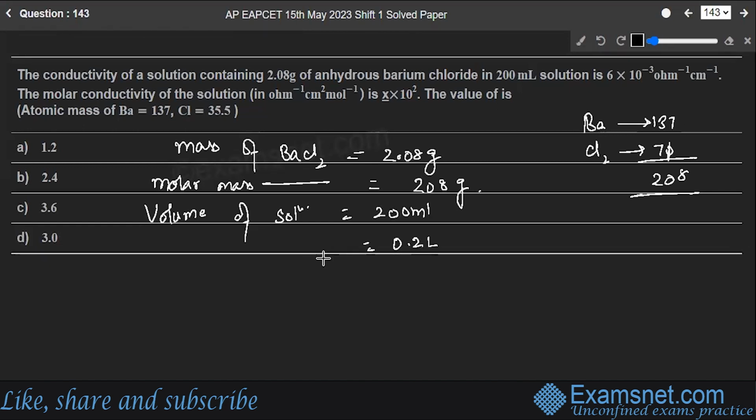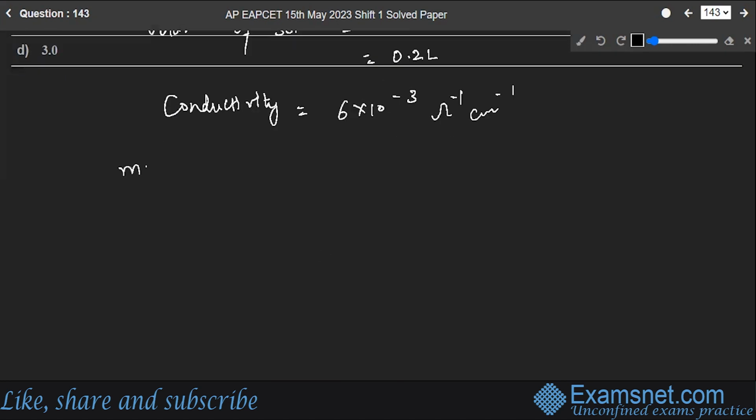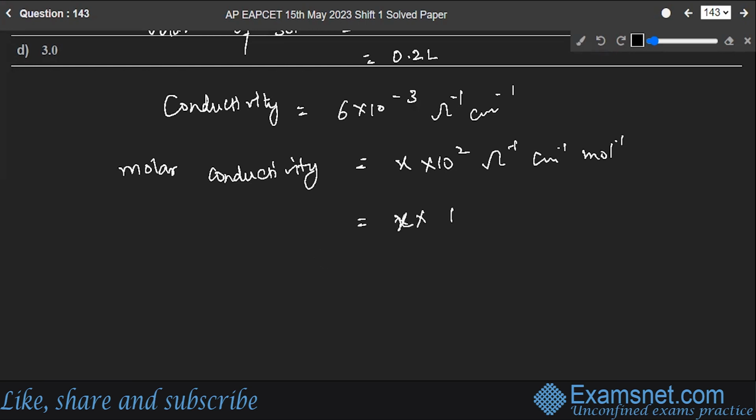or 0.2 liters. Conductivity is given by 6 into 10 power minus 3 per ohm per centimeter. Molar conductivity is x into 10 power 2 per ohm per centimeter per mole. So this is equal to 10 into x into 10 power 2. Okay, fine. So molar conductivity is given by this only.